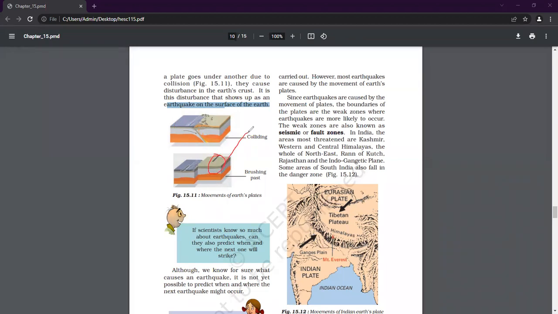One plate is moving in this direction, the other plate is moving in the opposite direction, and due to this motion they rub over each other. So इस particular motion के time पर जो earthquake आएगा उसका magnitude कम होगा, लेकिन इस particular जिसमें collision हो रहा है उसमें क्या होगा, उसमें जो earthquake का magnitude आएगा बहुत ज्यादा होगा.